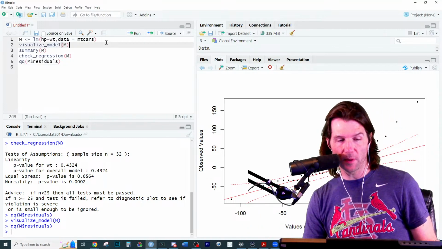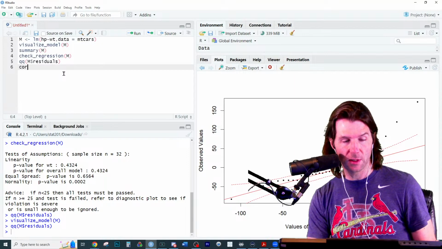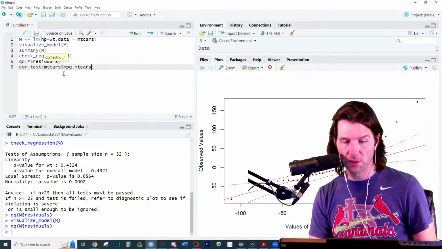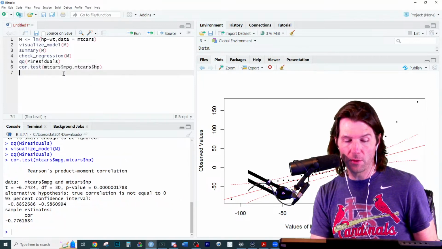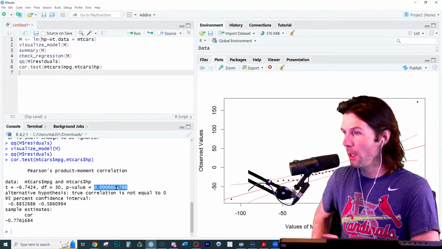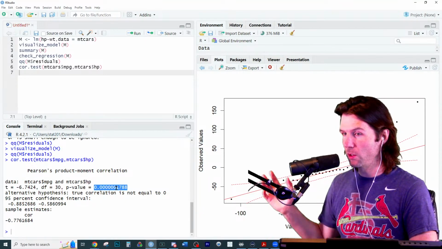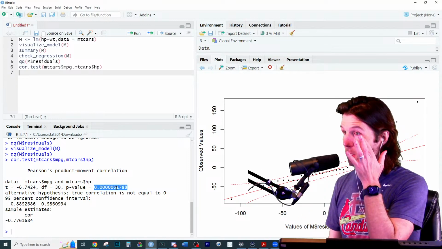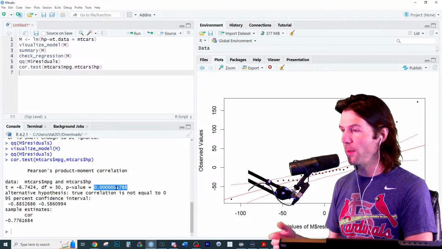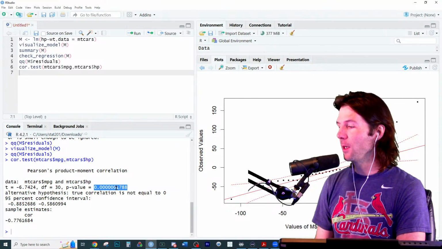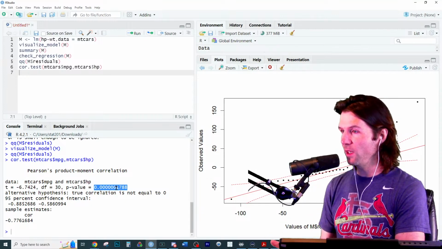So let's look at this example right here, where if we do cor.test and we do mtcars$mpg, comma, mtcars$hp. Now, the null hypothesis here is that there is no correlation. The alternative is that the true correlation is not equal to 0, which means there is correlation. So that's an easier way to say it than null hypothesis is true correlation equal to 0. Alternative hypothesis, true correlation not equal to 0. But so if we reject the null here, we're saying what?